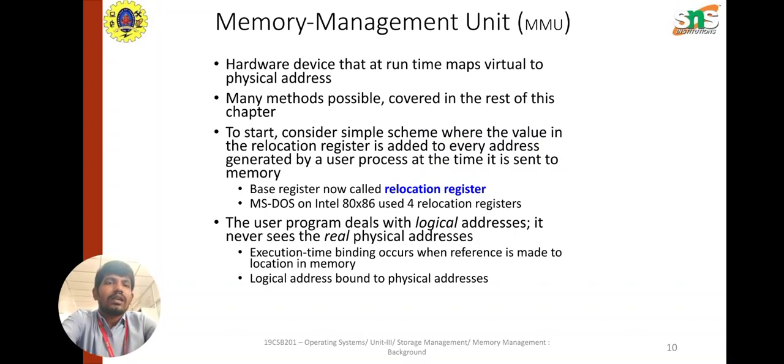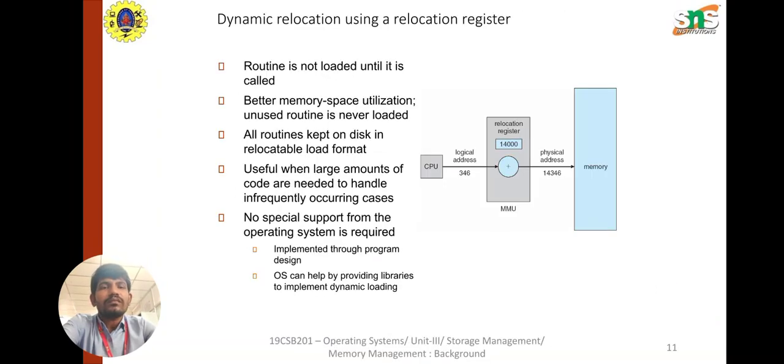To start, consider a simple scheme where the value in the relocation register is added to every address generated by a user process at the time it is sent to memory. The base register is now called a relocation register. The user program deals with logical addresses and never sees the real physical addresses, because execution-time binding occurs when a reference is made to a location in memory. The logical address is bound to a physical address. This is dynamic relocation using a relocation register.